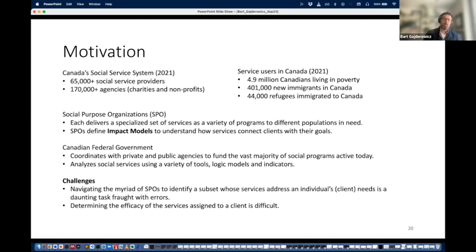One is that it's a very difficult process of navigating these different SPOs and understanding which programs or which services you're eligible for and which ones you should use. And understanding the efficacy of the services that are assigned to a particular client is difficult. Okay? So understanding how well a service is doing in helping their clients is a very difficult task.